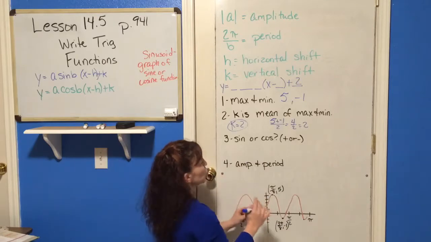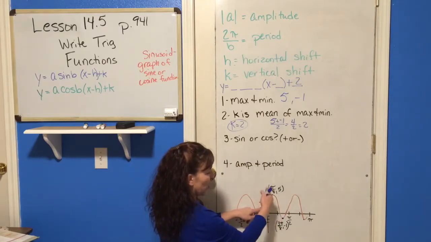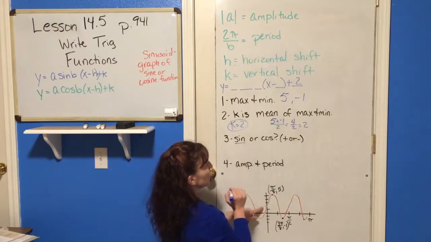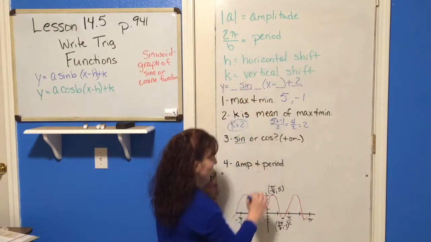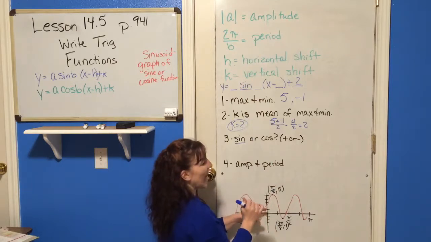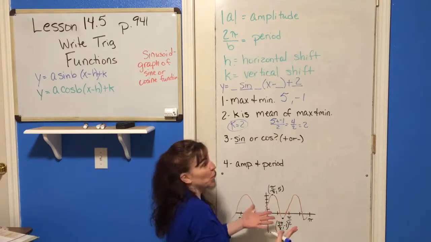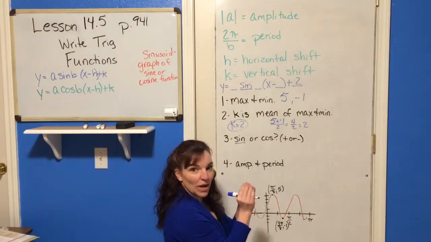All right. So what we have here, because it crosses the y-axis at 2, this is a sine curve. So we can put sine here. And it is going upward, so it is going to be positive. So we've got sine, and we know that the horizontal shift is 0 because it crossed right at that point.